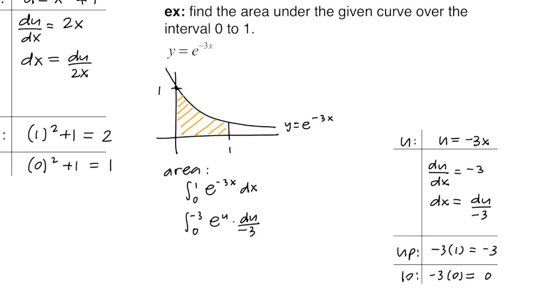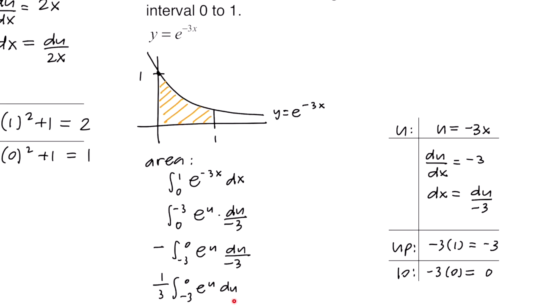Before we do anything, I want to switch these limits because right now they're out of order. Remember, usually your lower limit is left on the number line, and then your upper limit is usually right on the number line. So again, bring out a negative, and then the limits get flipped, so -3 goes to the bottom, 0 to the top. And then also I'm going to bring this -3 to the front. When we bring it to the front, it's going to be a -1/3, but there's already a negative, so the two negatives are going to become +1/3. And now we're ready to integrate.